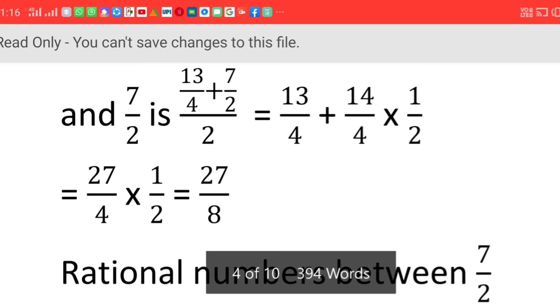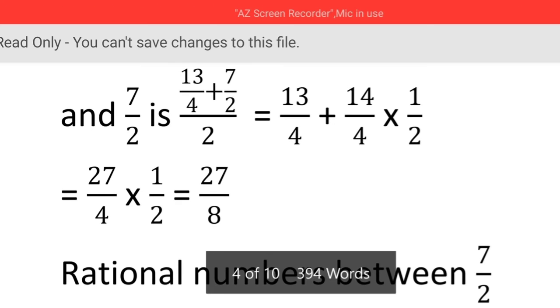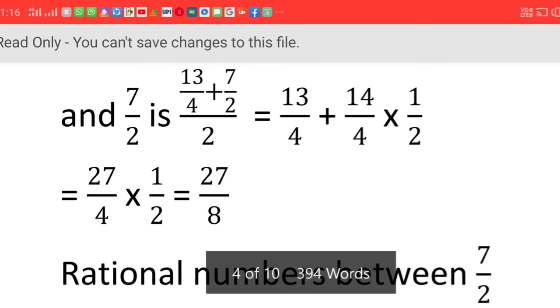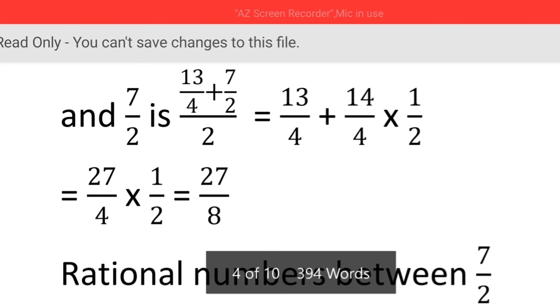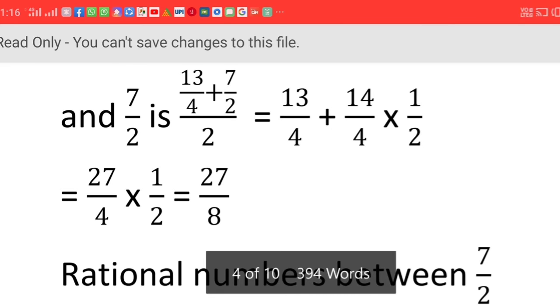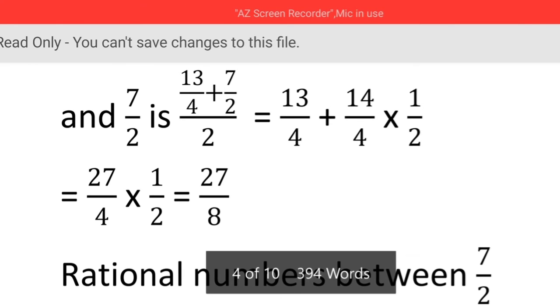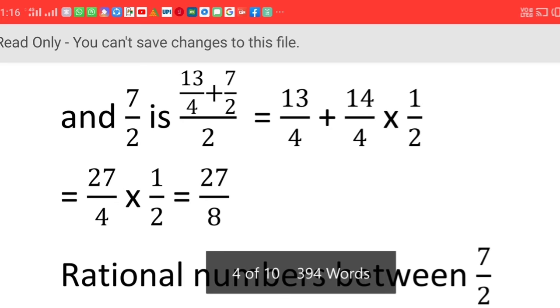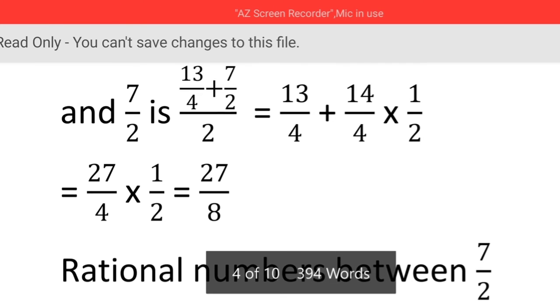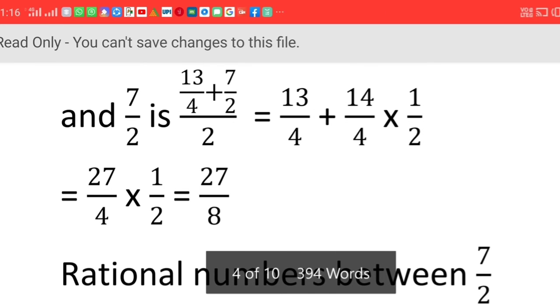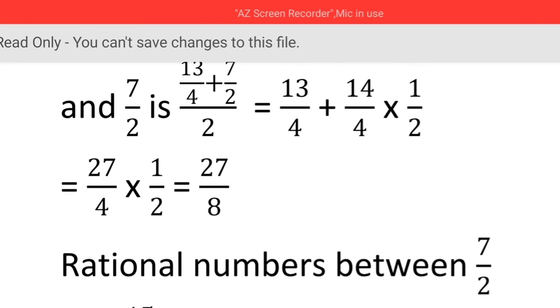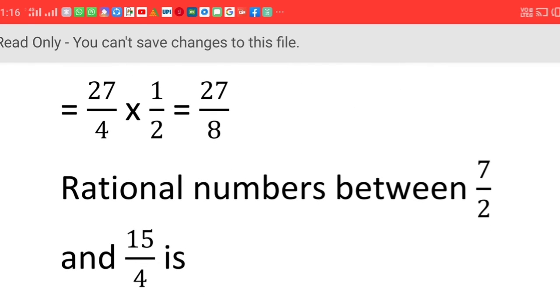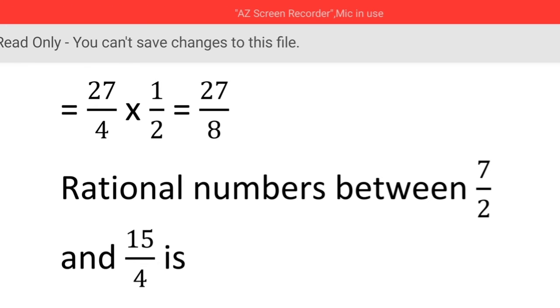Into 27 by 4 into 1 by 2. 27 कहाँ से मिलेगा? 13 plus 14 is equal to 27 and 4 is the denominator. So 27 by 4 into 1 by 2. 27 multiply 1 is equal to 27 and 4 multiply 2 is equal to 8. I will say multiply into guna. We can use any word for it. So you get the answer, the number 27 by 8.